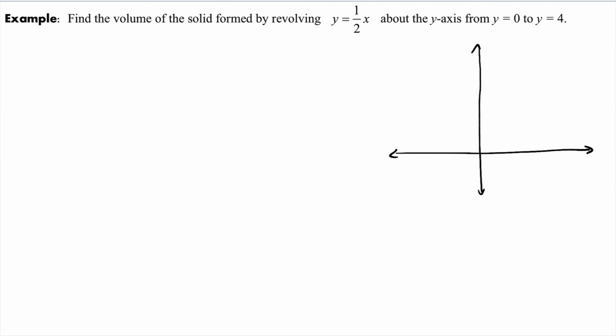So we have y equals 1/2 x revolving about the y-axis from y equals 0 to y equals 4. Let me draw those. Y equals 0 and y equals 4. Y equals 0 is the x-axis. Y equals 4, 1, 2, 3, 4, is this line here, the two red lines.